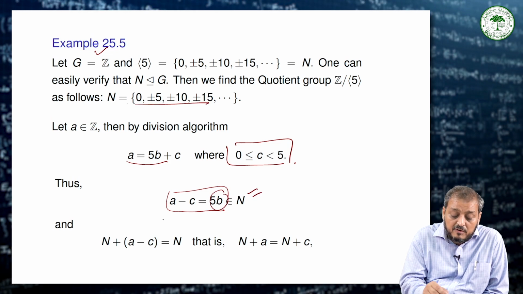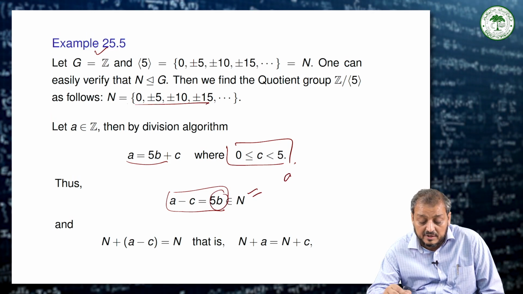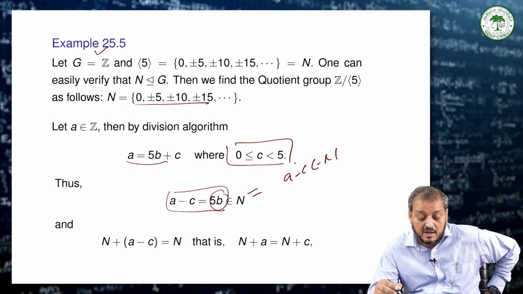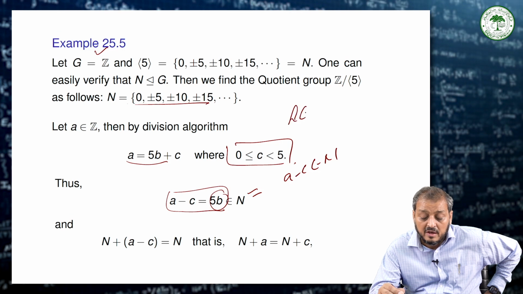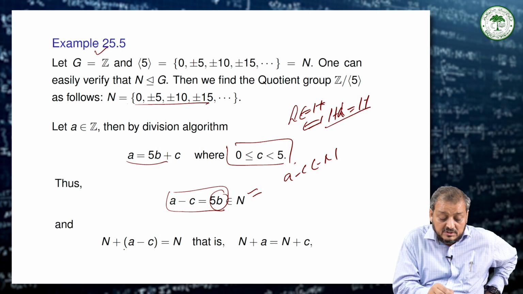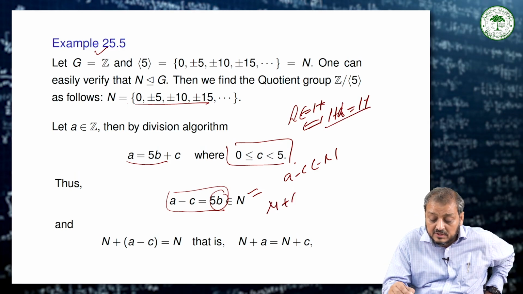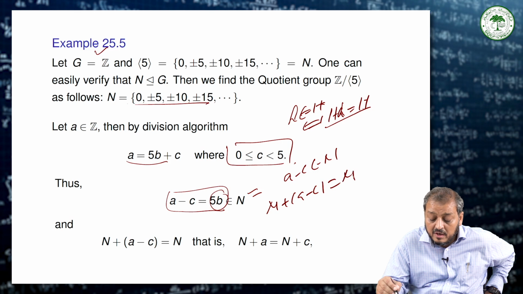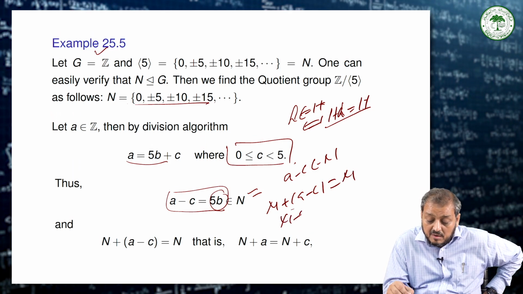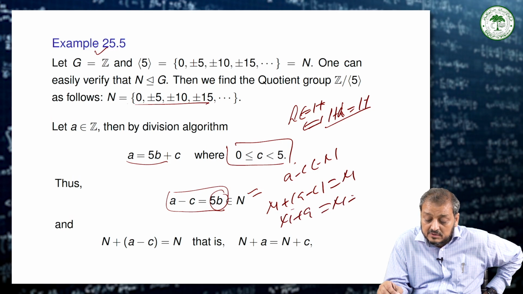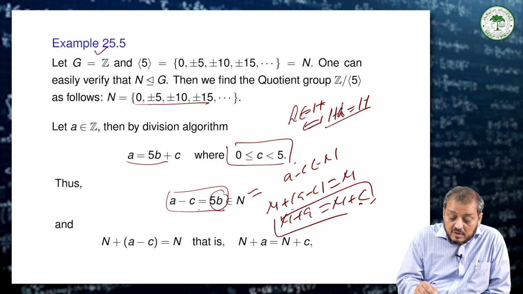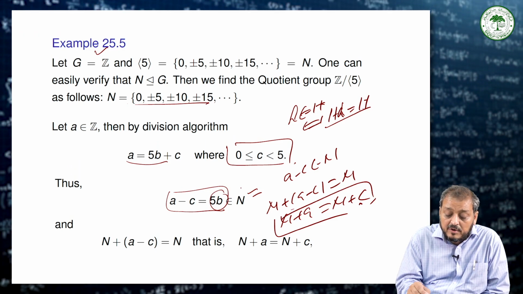If a minus c is an element of N, then we can say that a minus c is also an element of N. And then in the coset, we know that a is an element of H if and only if aH = H. So by this we can say that N plus a minus c is equal to N. And now by this we can say that N plus a is the same as N plus c.